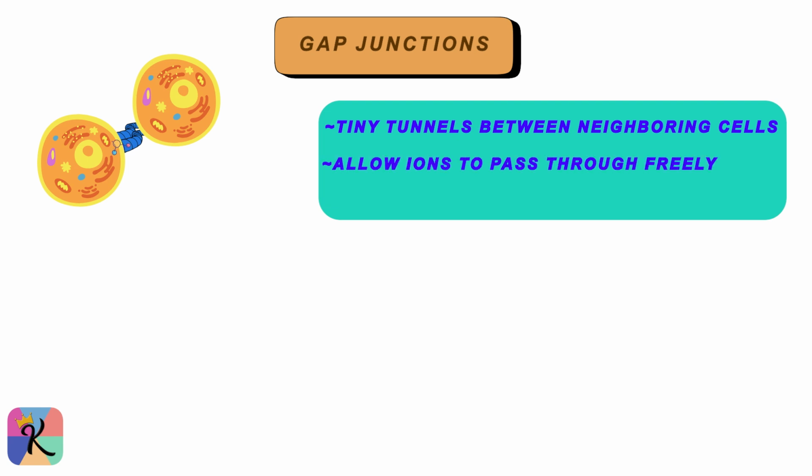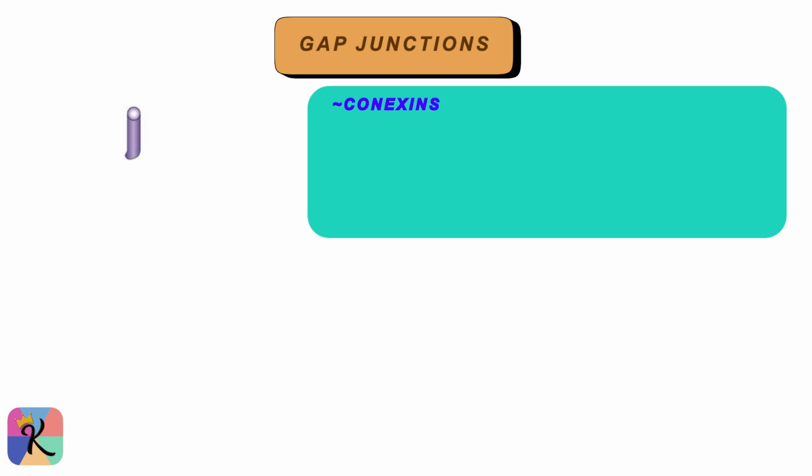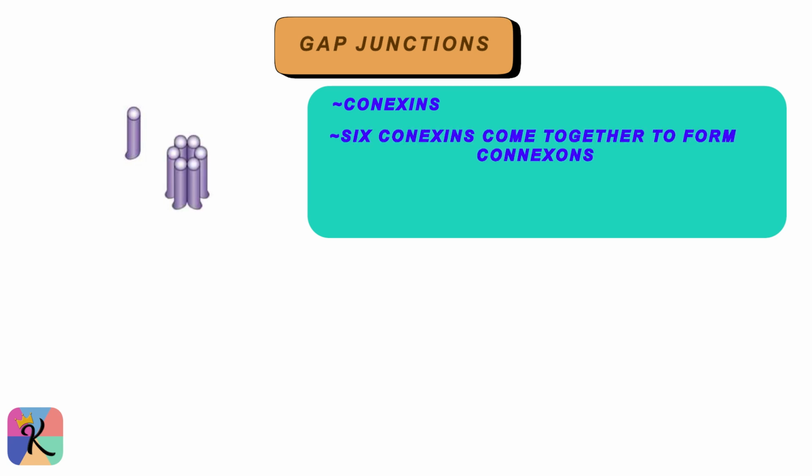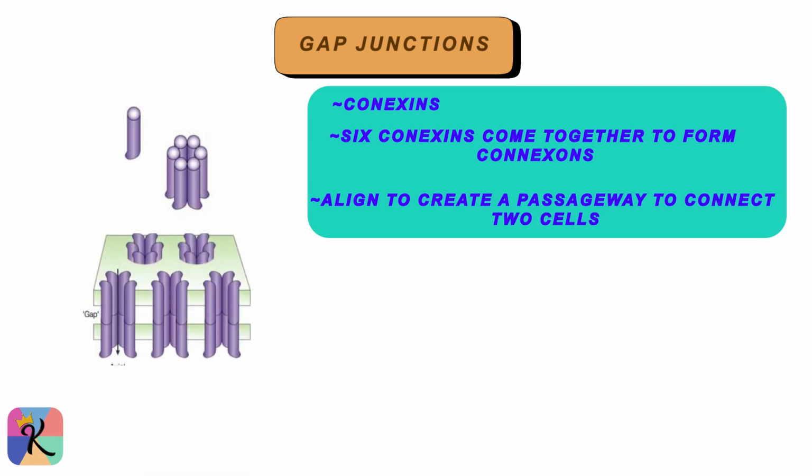Alright, now let's talk about gap junctions, which are like tiny tunnels between neighboring cells. These junctions allow ions and small molecules to pass freely from one cell to another, which is crucial for tissues that need to work together in perfect harmony. Gap junctions are made up of proteins called connexins. Six connexins come together to form a channel known as a connexon. When connexons from adjacent cells align, they create a passageway that connects the two cells.